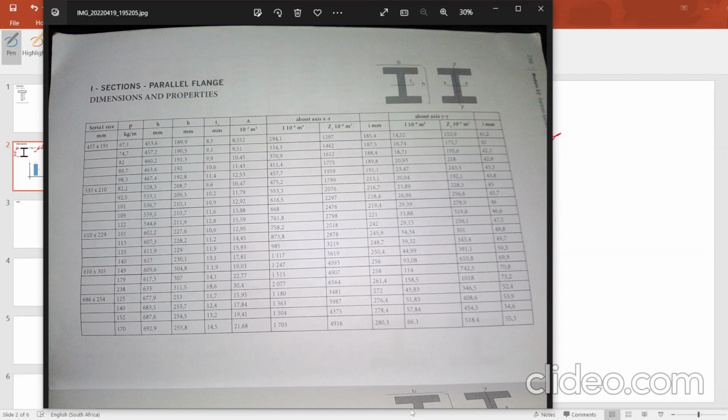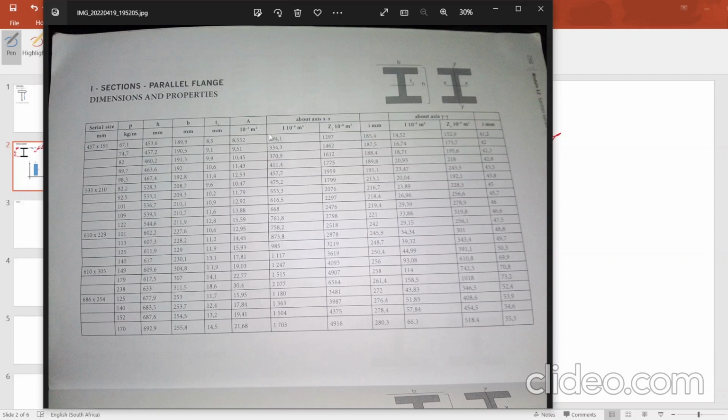Now, the given height of this beam is 453.6. That is the height. Then the base of this beam is 189.9. Then you are given the thickness. Check where they've indicated to us the thickness. This is the thickness of your web, and it is given as 8.5.